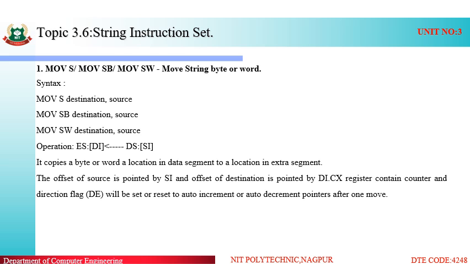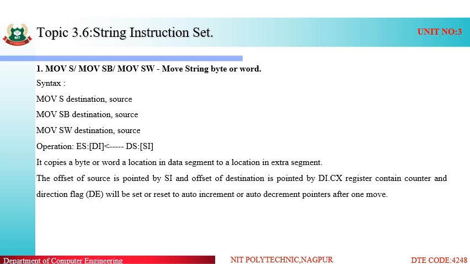So the string will be copied from DS to ES, that is data segment to extra segment. By default, these segments are predefined in 8086 for strings. So the string will always be stored in the data segment and extra segment, and the data segment will be indexed by the SI register, that is source, and the extra segment will be the destination, so it will be indexed by DI, source index and destination index.